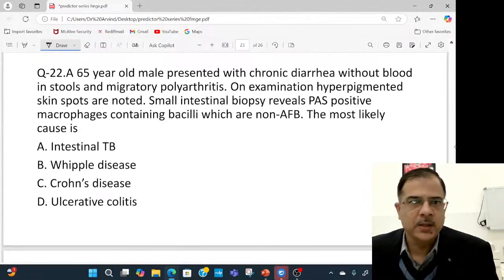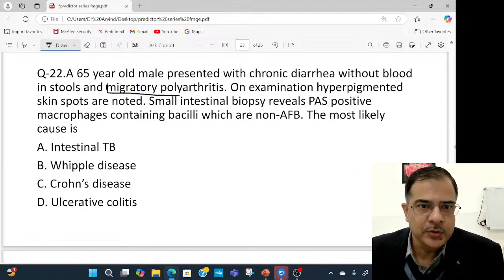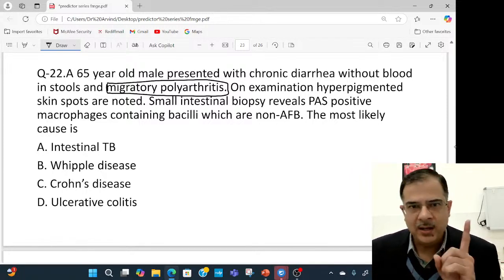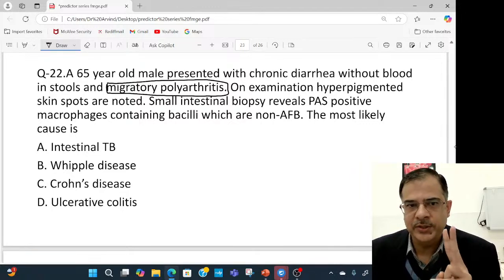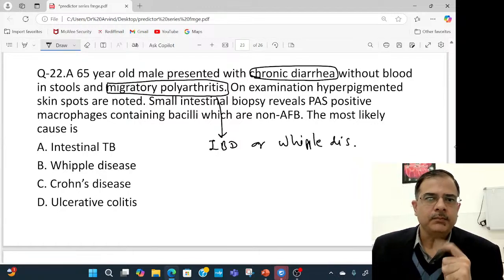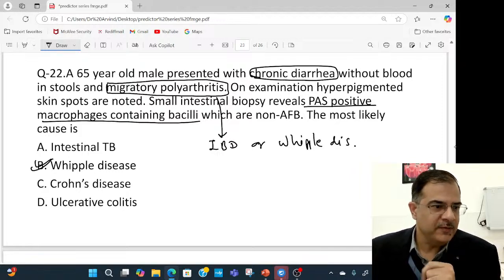Now come to question number 22. The patient presents with chronic diarrhea with blood in the stool and migratory polyarthritis. Know this point: migratory polyarthritis is the keyword here. With diarrhea, always and always think of two conditions. Migratory polyarthritis with chronic diarrhea: the conditions are IBD, inflammatory bowel disease, or Whipple disease. And in the intestinal biopsy, if PAS-positive macrophages are seen which contain the bacilli, that goes more in favor of Whipple disease.